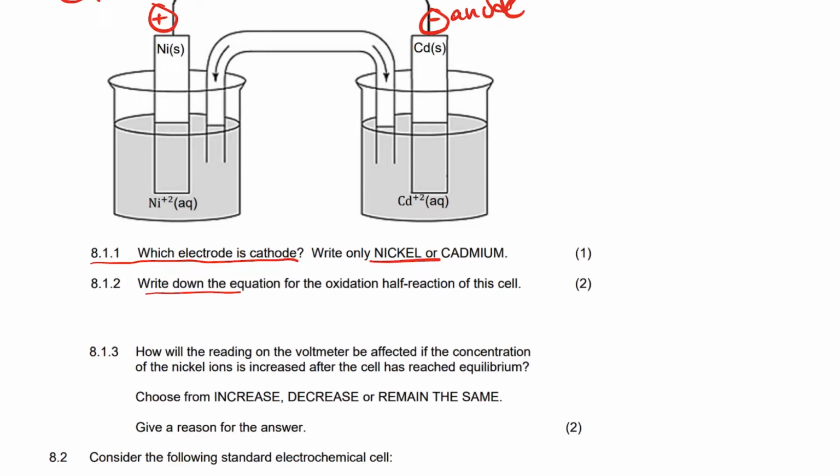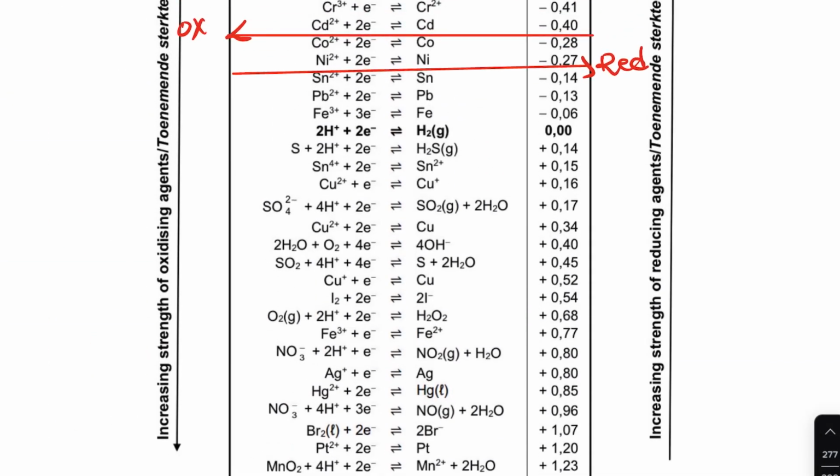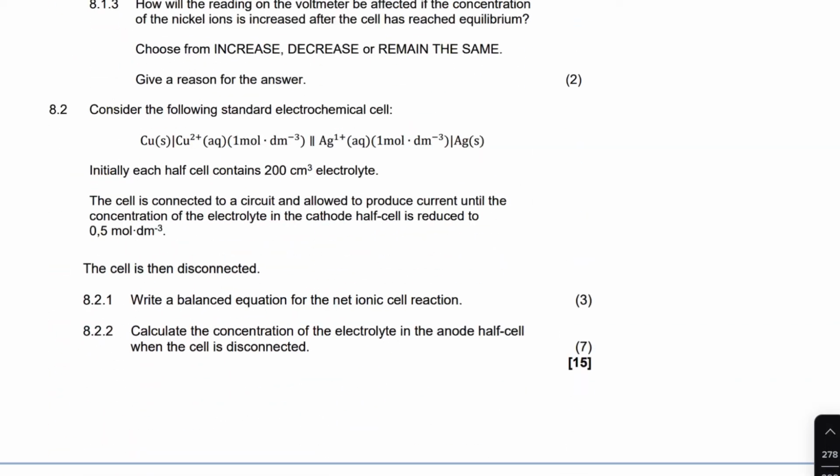It says write down the oxidation half reaction of this cell. So it's cadmium that is oxidizing. It's going to be Cd goes to Cd2+ plus 2 electrons. Even on the table it's like that, and we're writing it this way.